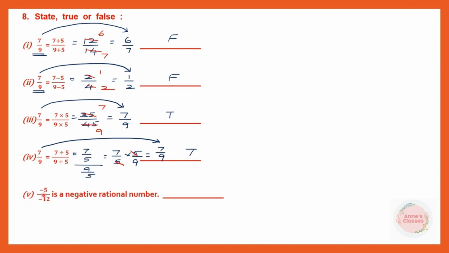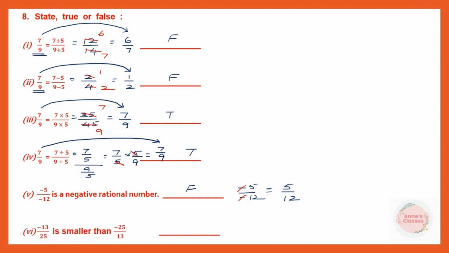Question 5. Minus 5 by minus 12 is a negative rational number. Is that true or false? Now let's take minus 5 by minus 12. Since there is a minus sign in the numerator and denominator, we can cancel it. So what is the rational number that we have now? 5 by 12, which is a positive rational number. So this statement says this is a negative rational number, which is false. So this statement is false.